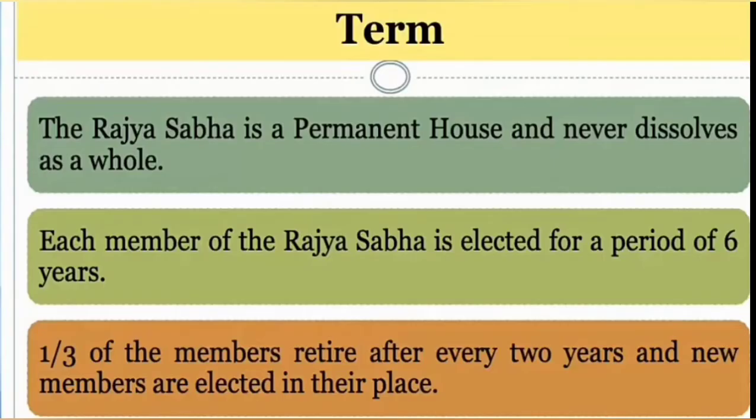Next we have the term of the Rajya Sabha. The Rajya Sabha is a permanent house and never dissolves as a whole, but its members have a period of 6 years. One third of members retire every 2 years and new members are elected in their place.